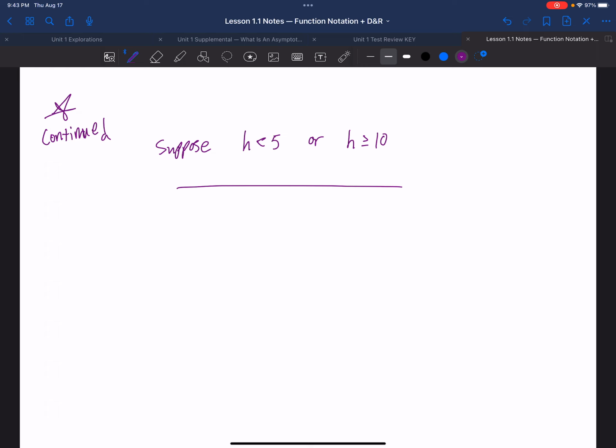So I'm going to make a number line here, like so. So here's 5, and here's 10. Now, let's just look at h is less than 5 as an interval, right? If h is less than 5, it's not inclusive, so it's going to be an open circle, and it's going to be shaded to the left, going this way. That is h is less than 5.